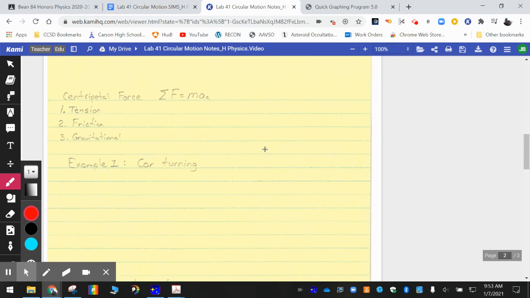The next step would be centripetal force. If the centripetal acceleration is center seeking, which direction is the centripetal force? It's also center seeking. Good. So centripetal force could be tension, it could be friction, or it could be gravitational.